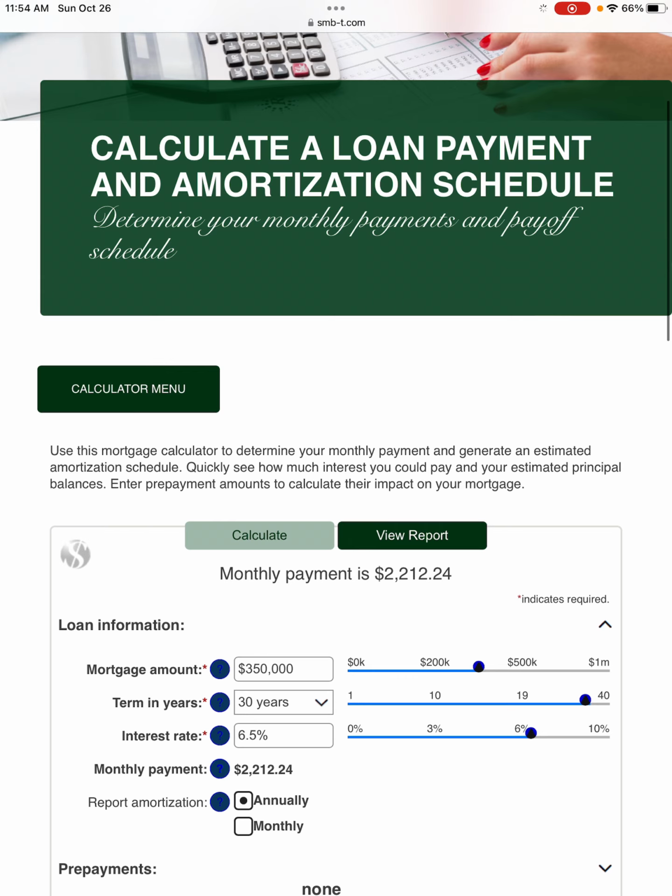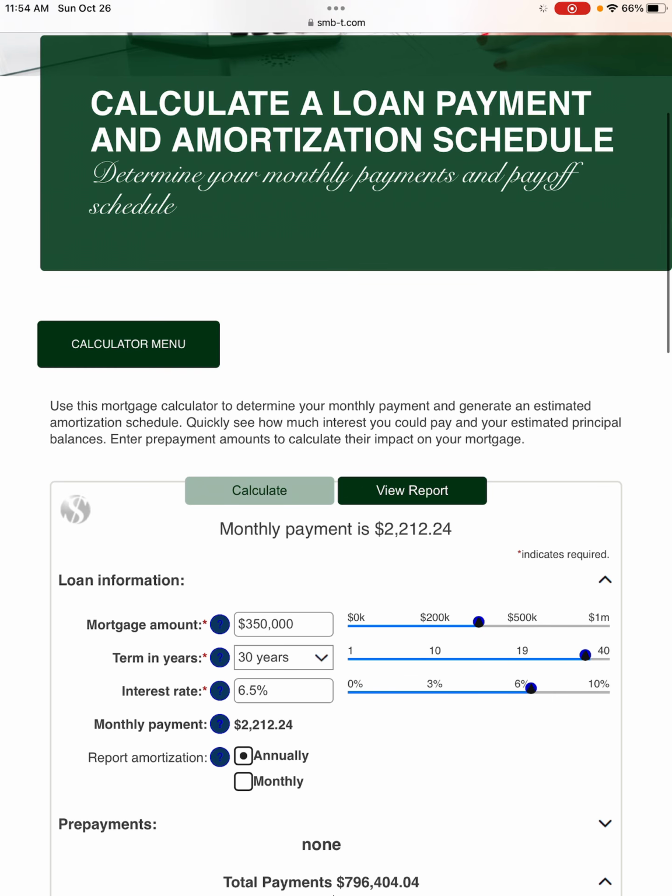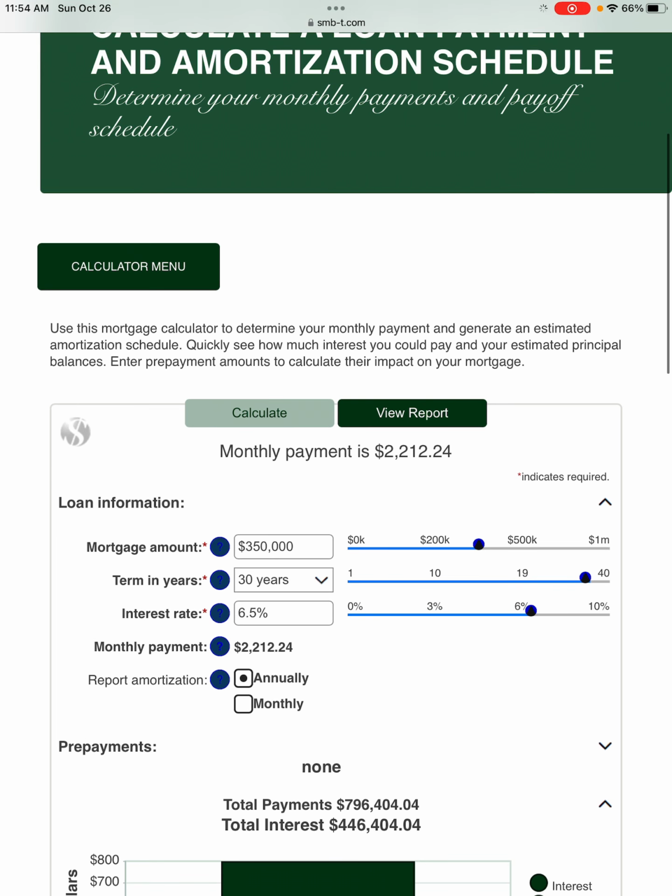So let's take a look at this loan right here. We're going to take a $350,000 loan out for a house. It's going to be over 30 years, and the interest rate is 6.5%. You can see that in the little boxes towards the middle of your screen. Those are parameters that got put in, and it calculated this monthly payment, $2,212.24. If I pay that every month for the next 30 years or 360 months, I will pay them back the $350,000 I borrowed from them and all the interest that I owed.